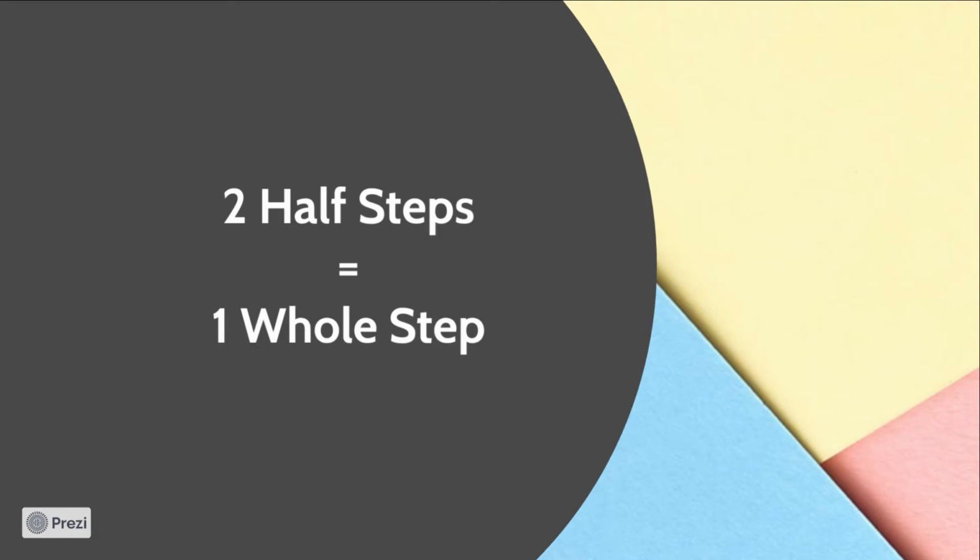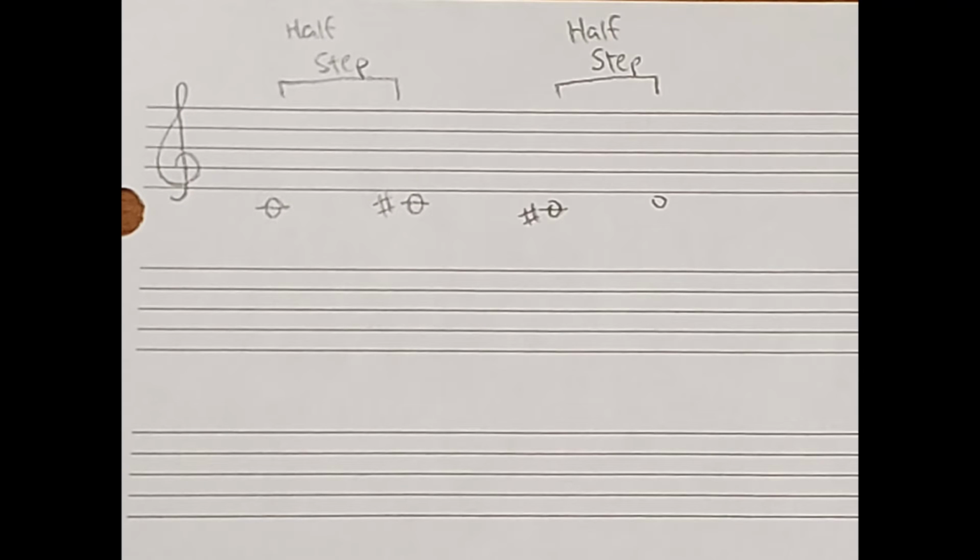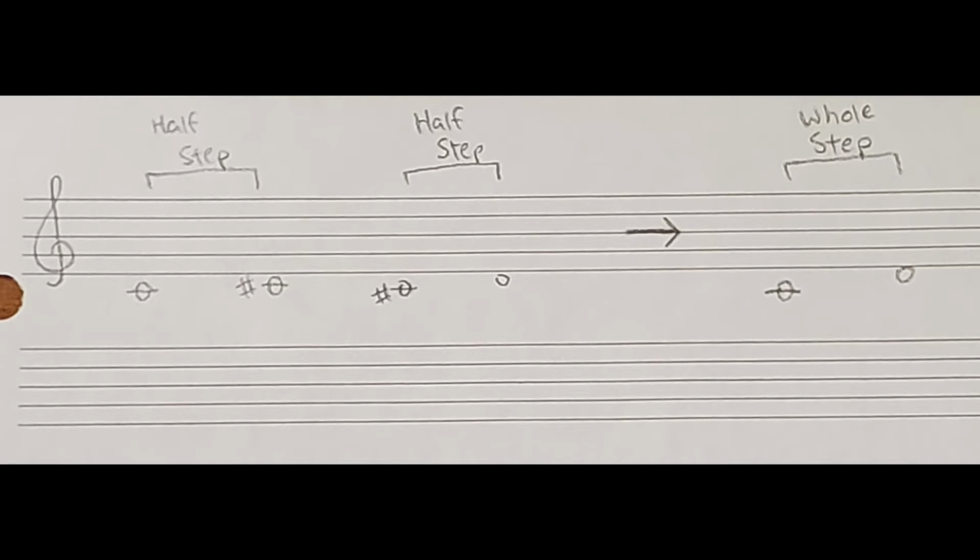Two half steps equals a whole step. For example, C to C sharp is a half step, and a C sharp to D is another half step. Therefore, C to D is a whole step. Also, remember that I said a half step to the right of a note is a sharp. It can also be a flat too.